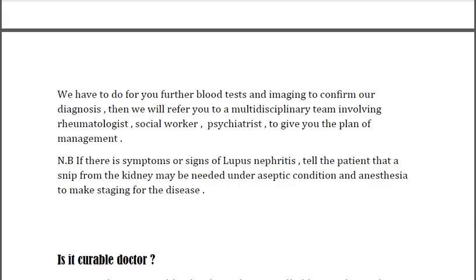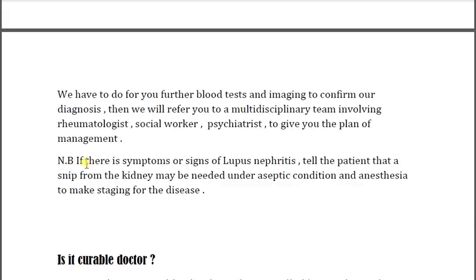So what we are going to do for you is first a blood test and urine analysis as well, to confirm our diagnosis and to exclude the others. And we will refer you to a multidisciplinary team, from a rheumatologist, social worker, and psychiatrist, to give you the proper plan of management. And a kidney doctor also, if there is kidney affection or the patient has positive data of lupus nephritis.